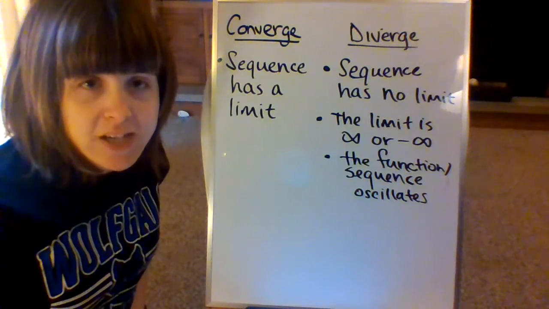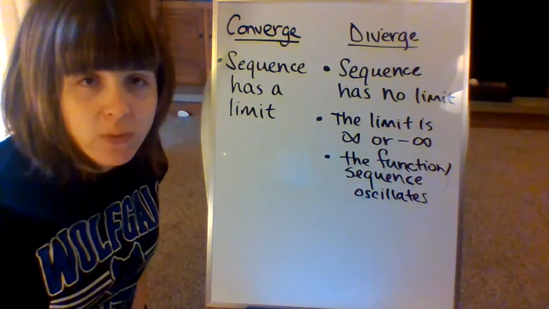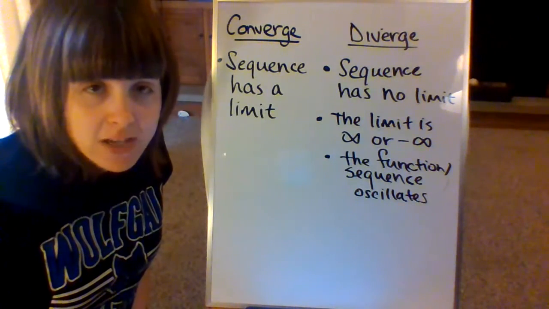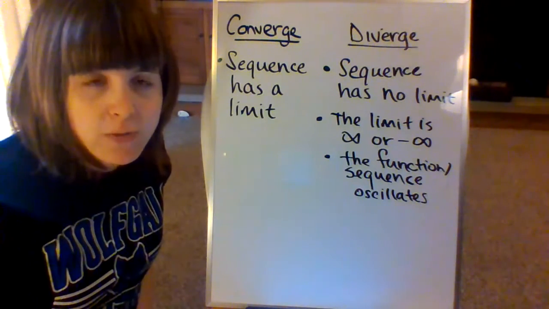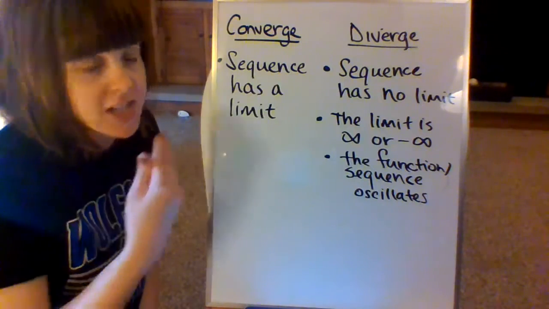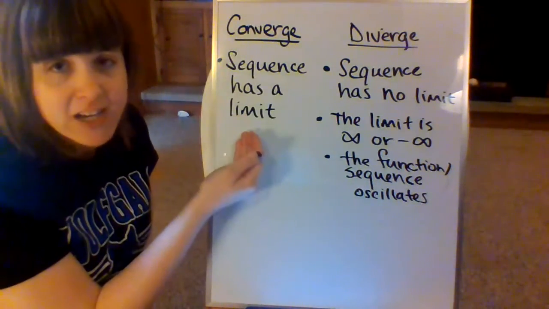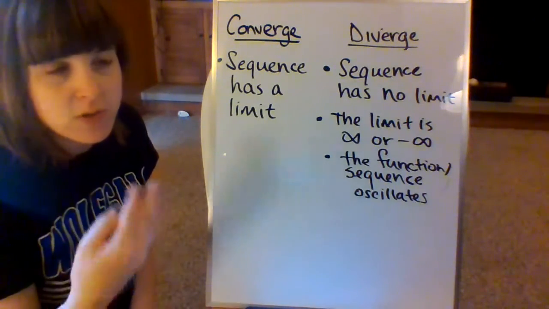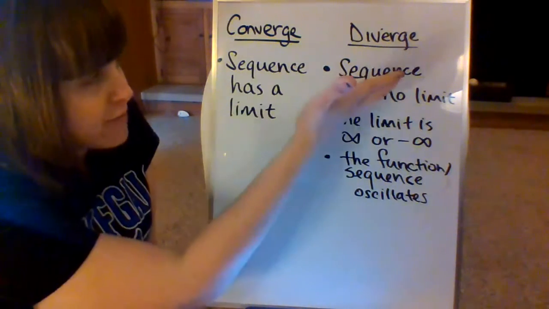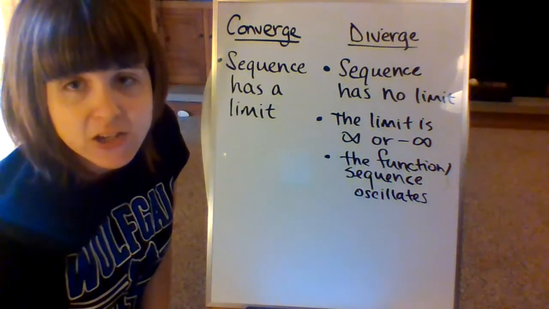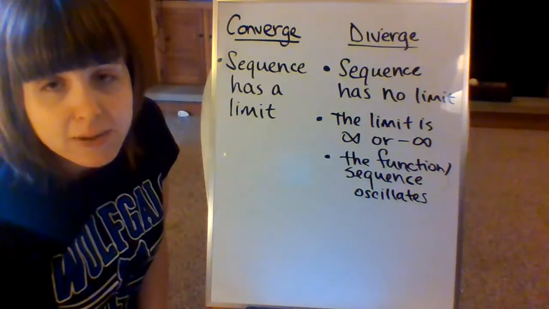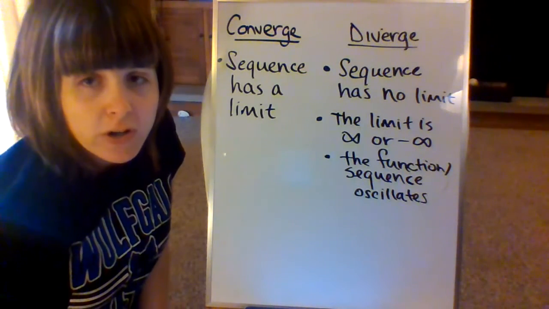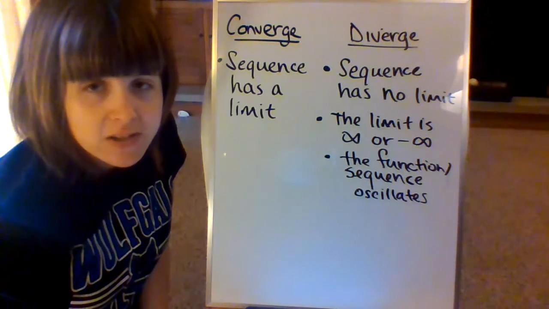So today we're going to continue our talk about lesson 9.1. We're going to be talking about finding the limit of sequences. And when you find the limit of a sequence, it's said to either converge if it has a concrete limit like 1/2 or 3 or 2/5, or it's divergent, meaning the sequence has no limit. The limit is either negative infinity or positive infinity, or the function slash sequence oscillates.